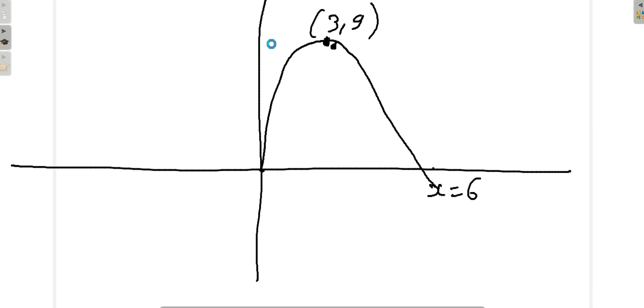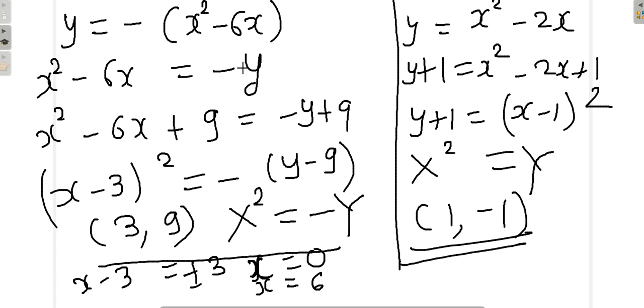Look at this curve now. X square equal to y curving upwards, having a vertex at 1 comma minus 1. Where does the curve cut x-axis? You put y equal to 0. You get x minus 1 bracket square is 1. So x minus 1 is plus or minus 1. So either x equal to 2 or x equal to 0.